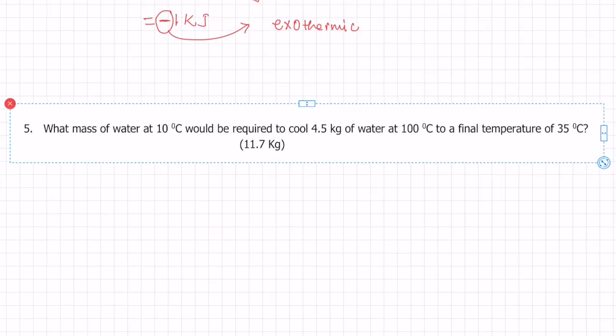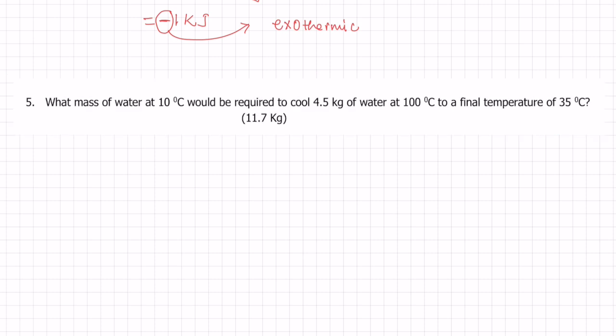What mass of water at 10 degrees Celsius would be required to cool this mass of water, which is at 100 degrees Celsius, to a final temperature of 35 degrees Celsius? So the answer given to us is 11.7. Let's see if we get that same answer or not. So let's organize the information that is given to us in a way that can make sense. It looks like there are 2 different water temperatures. So there is cold water and then there is hot water. So let's write the information we know about both of these.